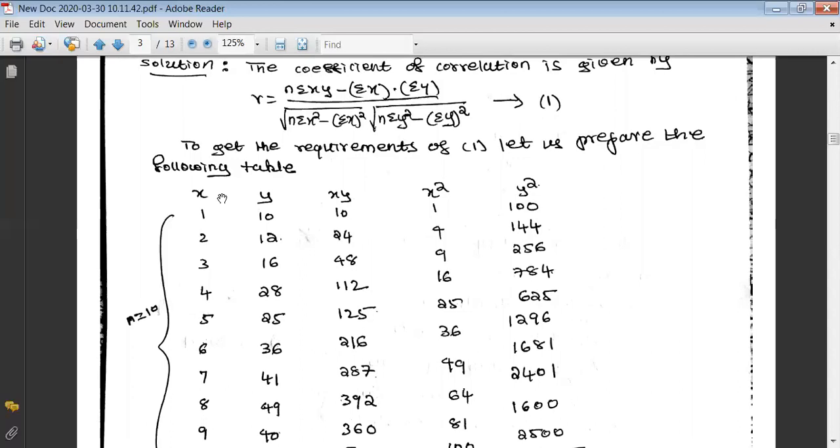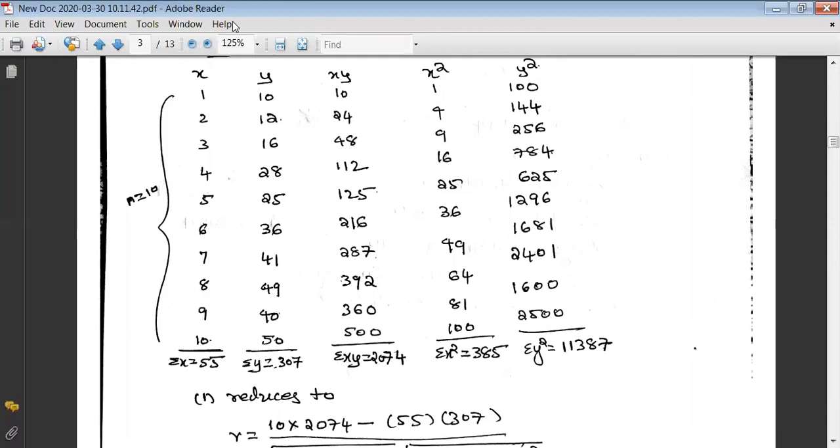Once we compute those, we find the totals of these values: summation x is 55, summation y is 307, summation xy is 2074, summation x square is 385, summation y square is 387. In this case, n is the number of observations, which is 10 here.